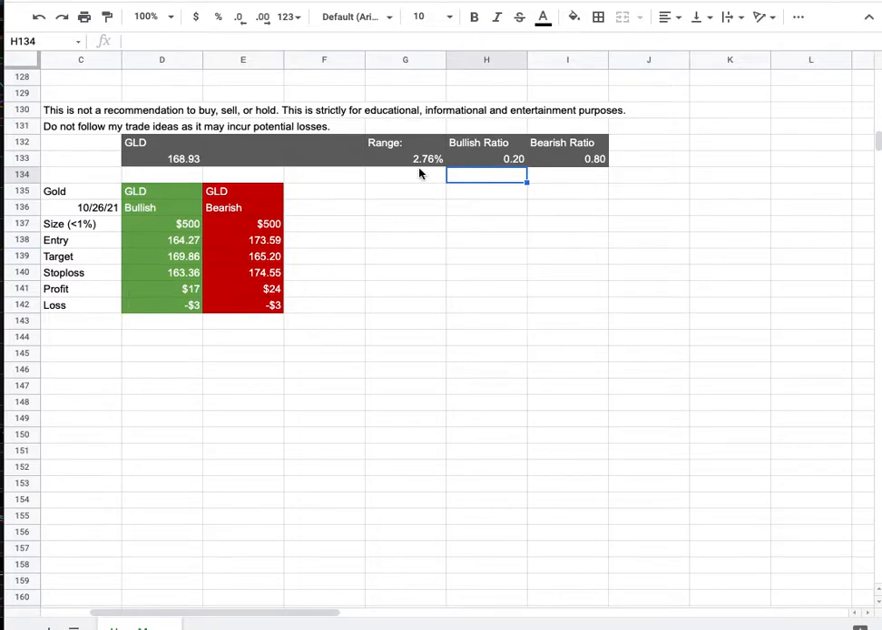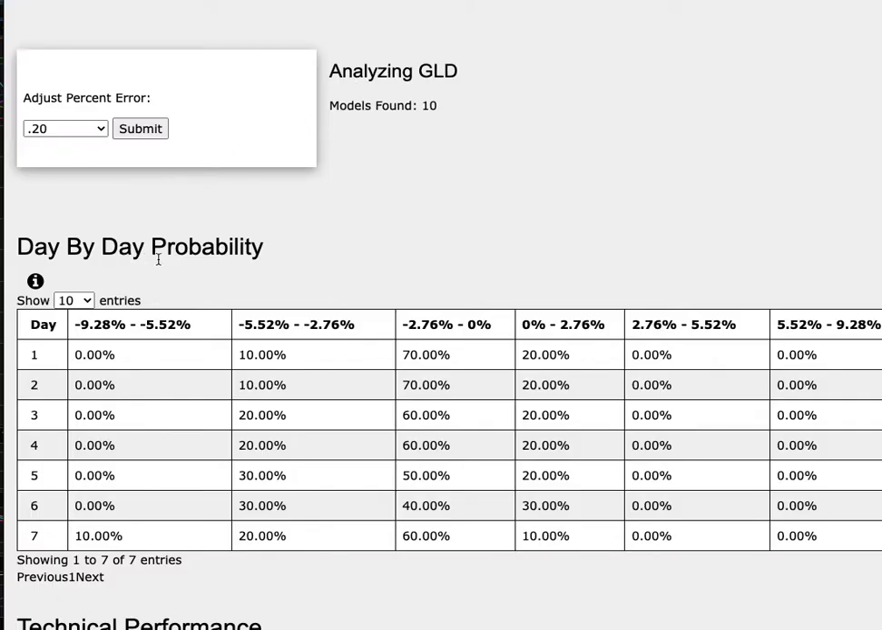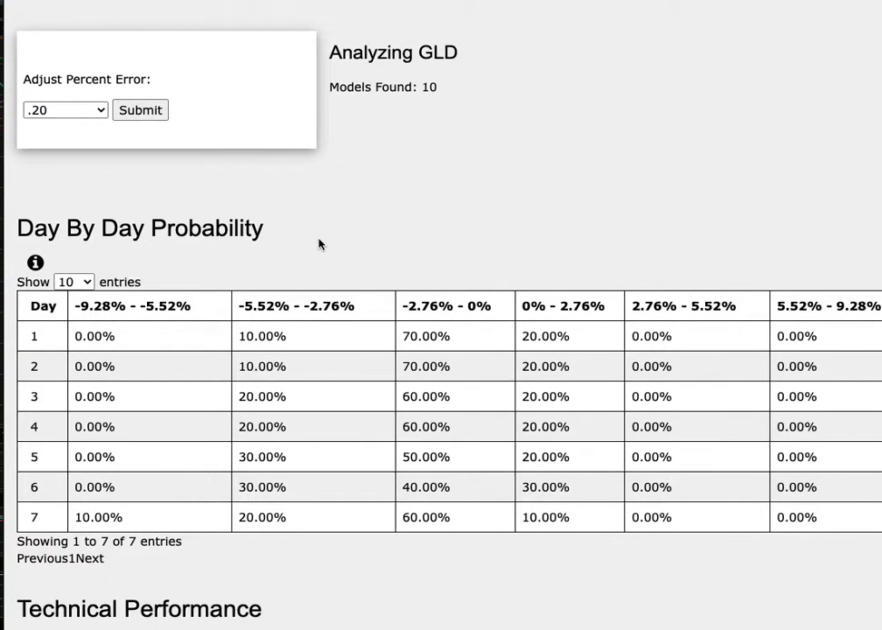So how did I develop these trade ideas? It all comes from the day-by-day probability model. As we progress to the 5th day or week of trading, gold futures has a 20% chance to climb between 0 to 3%. To the downside has a 50% chance to fall between 0 to negative 3%, and a 30% chance to fall between negative 3 to negative 6%.